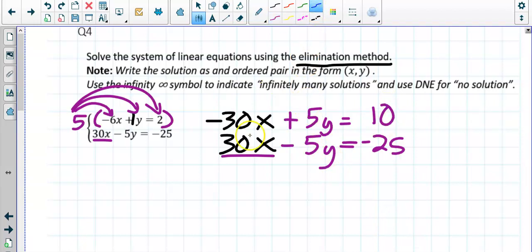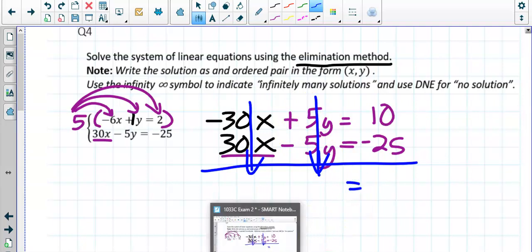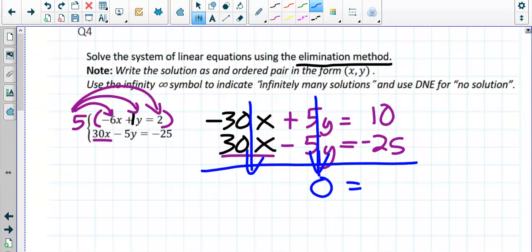And now we're ready for elimination. What do we do next? Elimination. These guys are going to cancel by adding down. When you add down, negative 30 plus 30 is 0. When I add down, positive 5 and negative 5 is 0, right? So if everything cancels over here, what number is left? 0. And that's important to us. We have 0 there. All right, so what's going to happen over here? Negative 15.